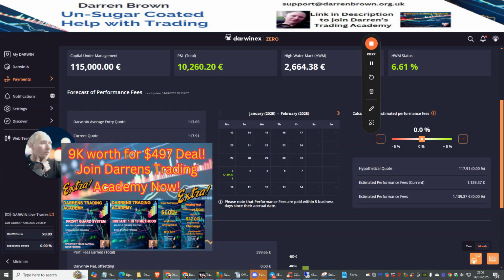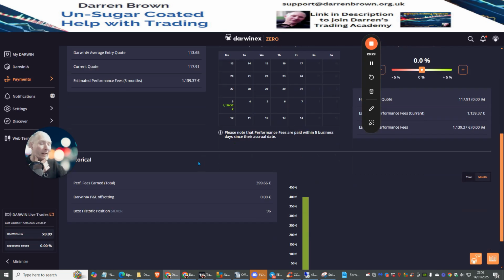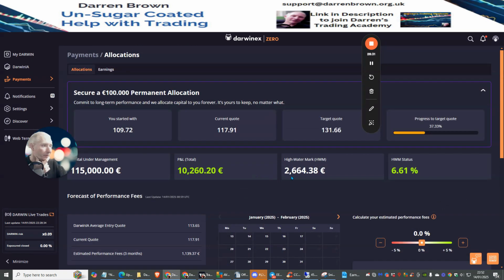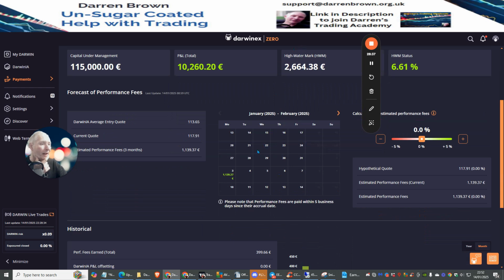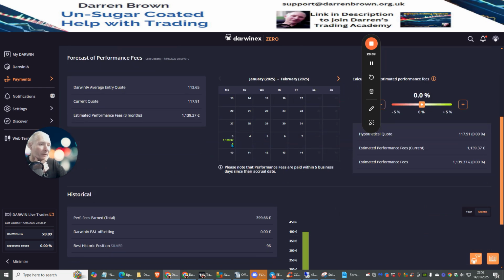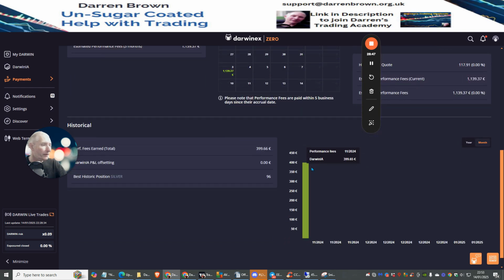So you'll see the profit margin, this is my account 1, okay? You can see that where my watermark is at 2,664, 15% roughly of that is 1,139.37. So this is what I will receive from the February, I think it's the 2nd or 3rd of February. And then this was my last payment, which I told you about, which is $400.